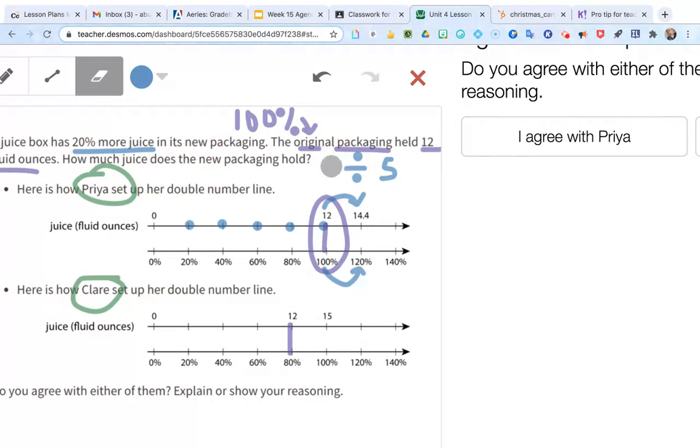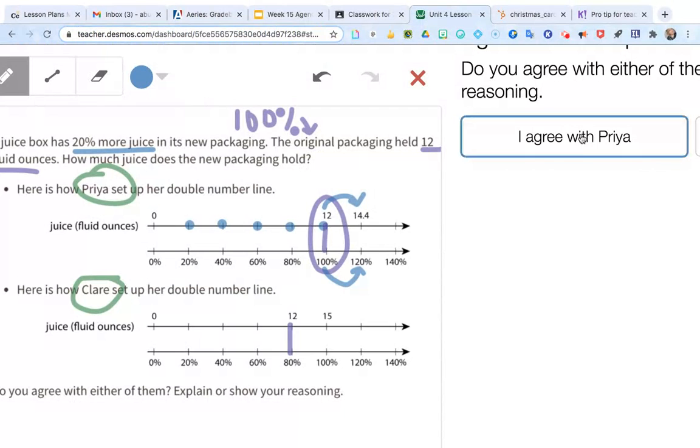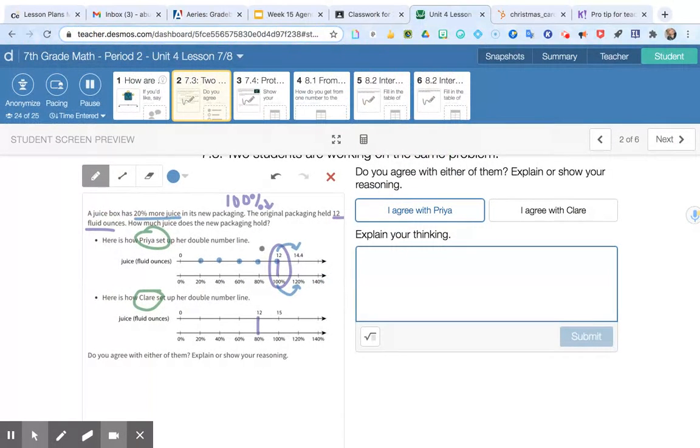So I'm going to erase this real quick. So we put, I agree with Priya. And the reason, explain your thinking. So tell me why Priya is correct. I kind of talked about it. So why is Priya correct? Where did she start? So you should put something like the original is always represented as 100%. So 12 and 100% should be together in the number lines. They should be in line.